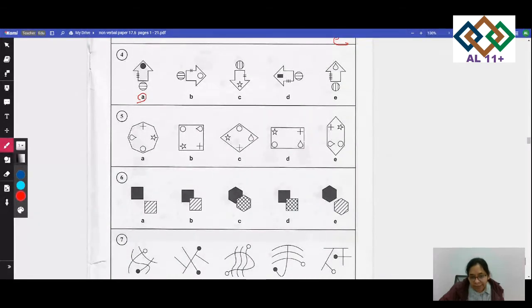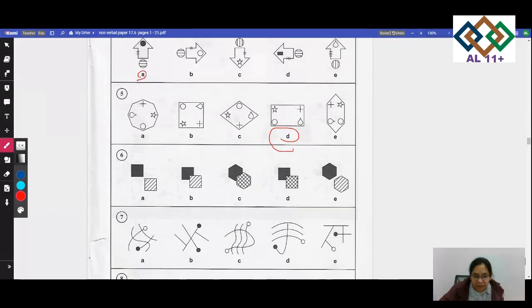See, same except one of them. If you look at this one, it's going like this. This is also going like this. Only one doesn't have D. See? After a cross, there should be a circle, and this one doesn't have a circle.